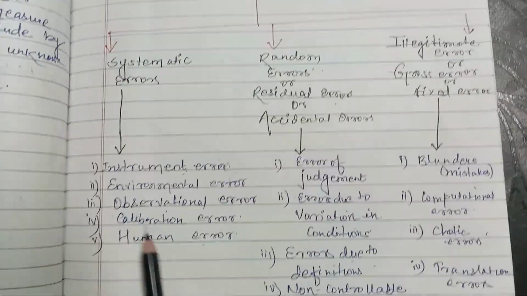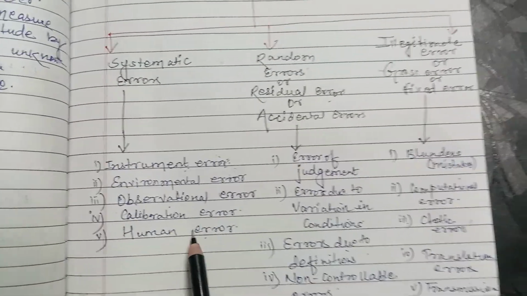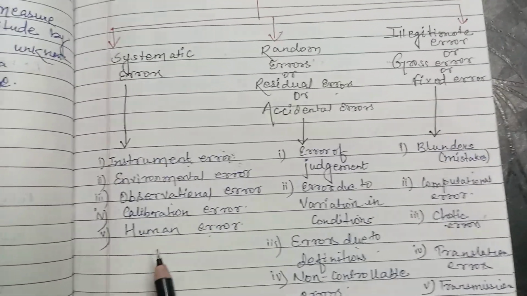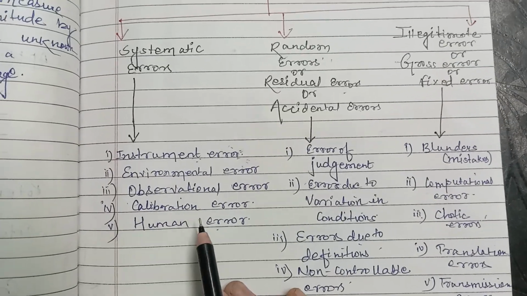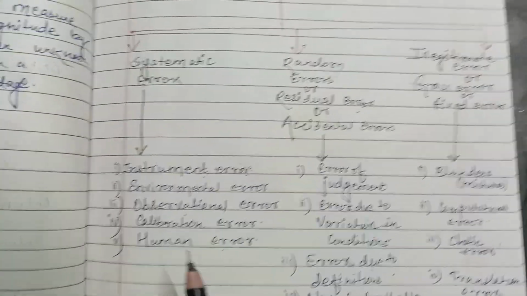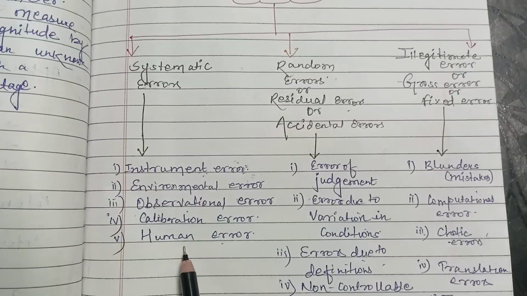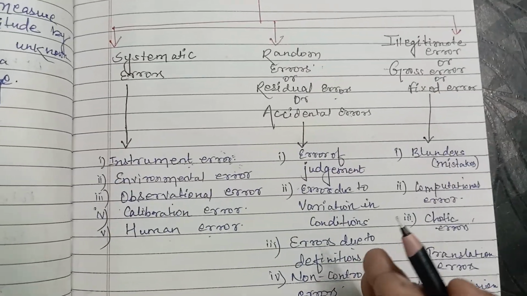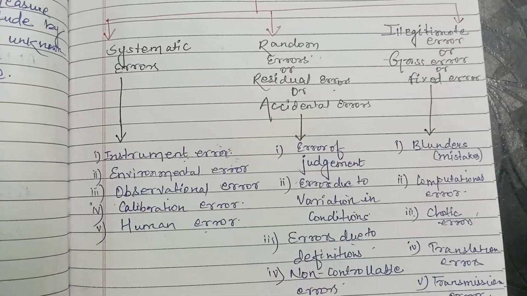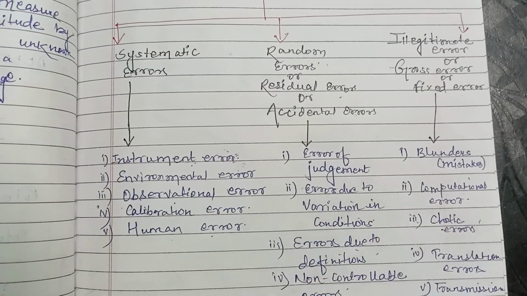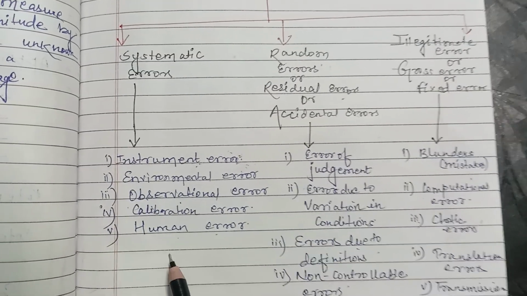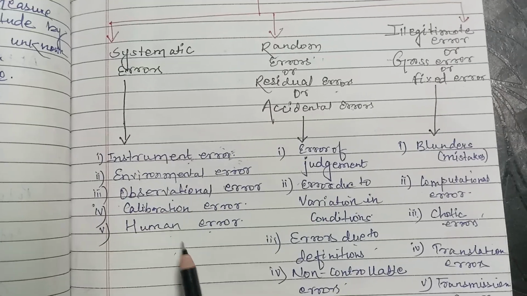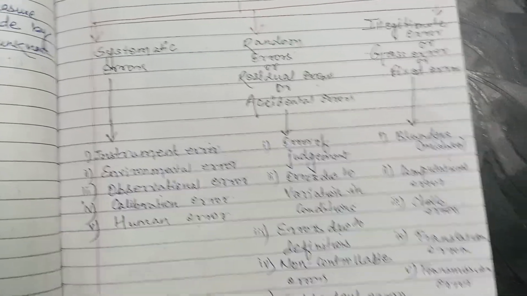And the next one is calibration error. It depends on how your instrument is calibrated. If there is an error in the calibration, that is the calibration error. And the human error is the error that comes from the part of the human, or a mistake. The error that occurs on the part of the human is the human error.